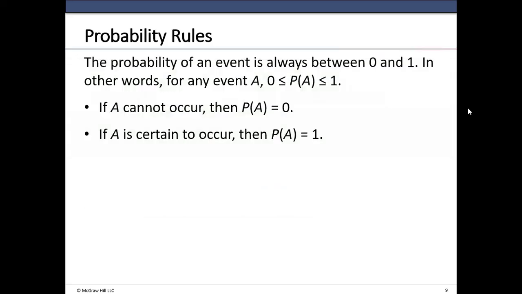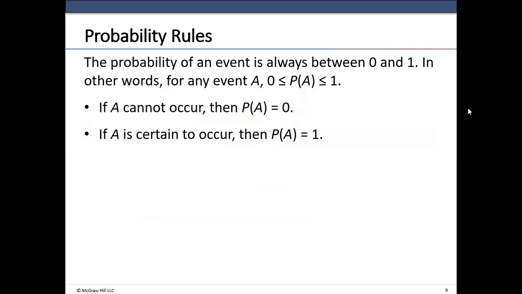Compute and interpret probabilities. The probability of an event is always between 0 and 1. In other words, for any event A, the lowest value of probability is 0, the highest value is 1. That means probability cannot be less than 0 or negative. At the same time, it cannot be greater than 1 or 100%.